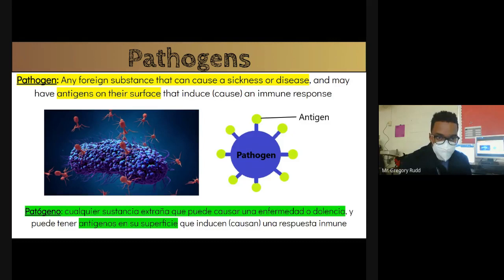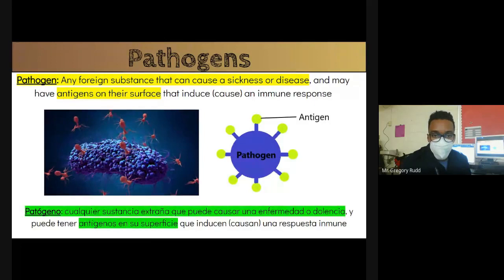So, for example, even though poisonous frogs produce a specific toxin, it wouldn't be considered a pathogen to them because it is not a foreign substance. It's produced inside of their bodies. But of course, if you pick up that poisonous frog, then you're exposing yourself to a pathogen.